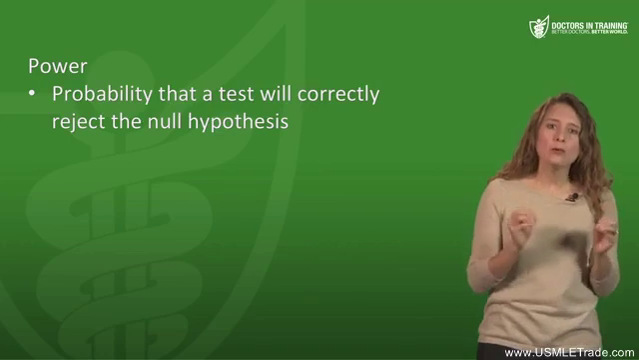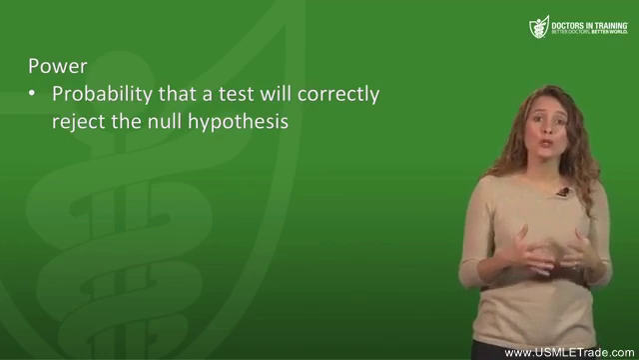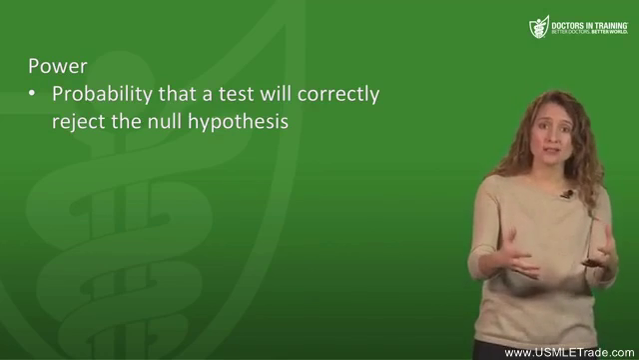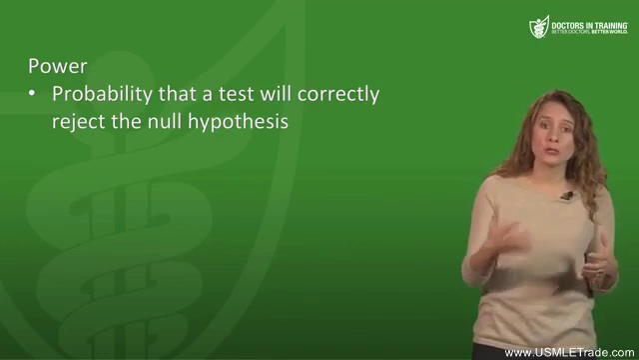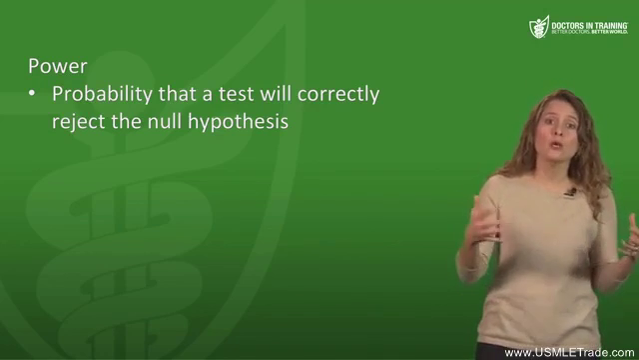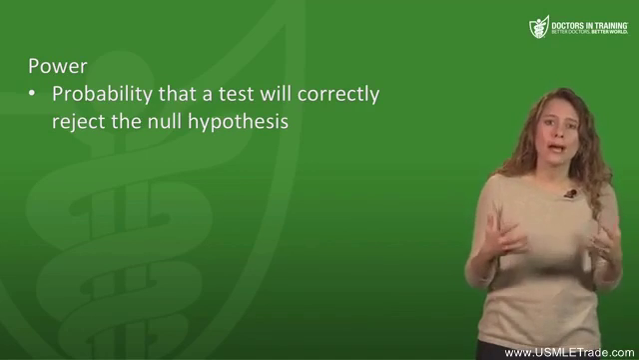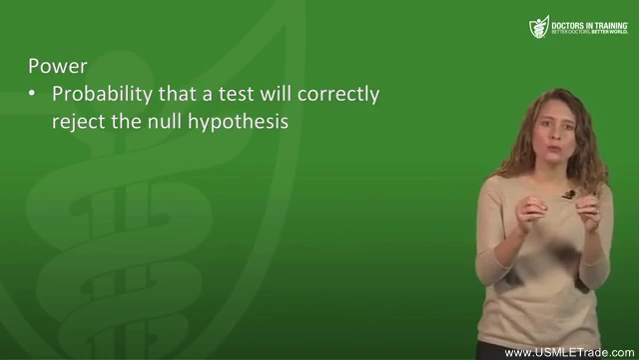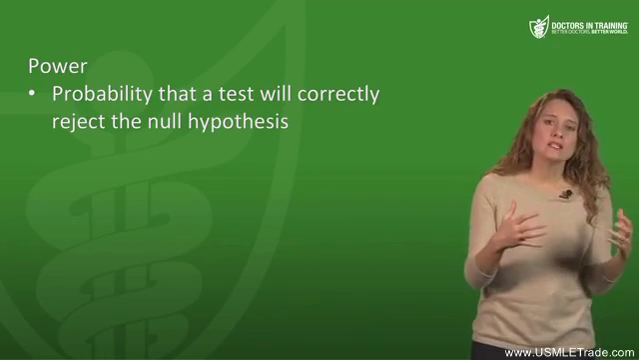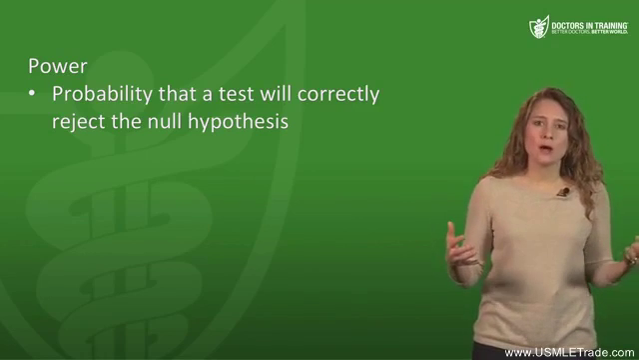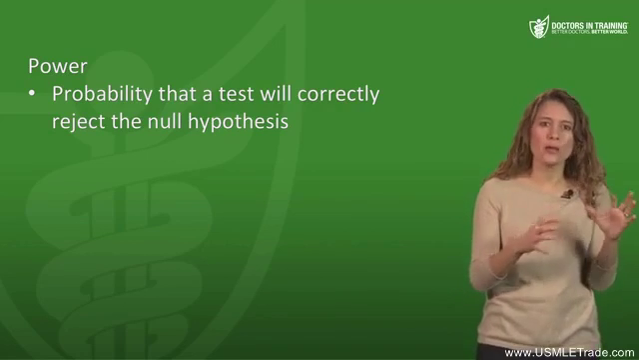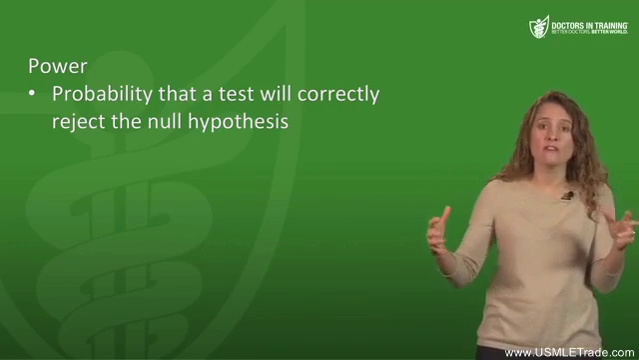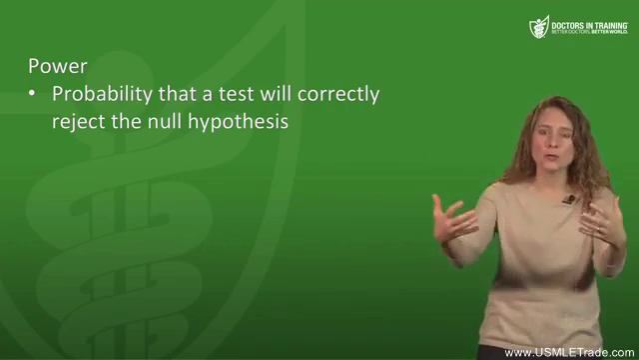Okay, now let's talk a little bit about power. Power refers to the probability that a test will correctly reject the null hypothesis when it's indeed false and the alternative hypothesis is true. What affects power? Well, there are many variables involved, but there are a few that are intuitive. The investigator needs to know what the expected outcomes are in the control group and the magnitude of effect that they expect to see in the experimental group.